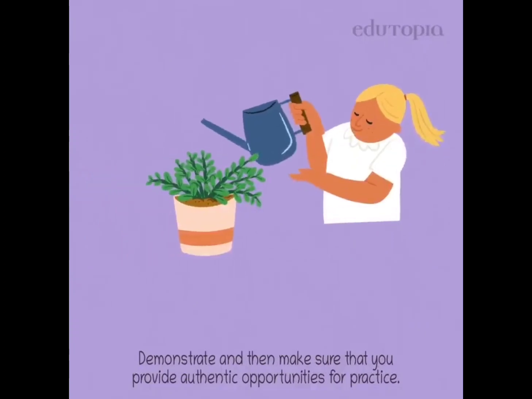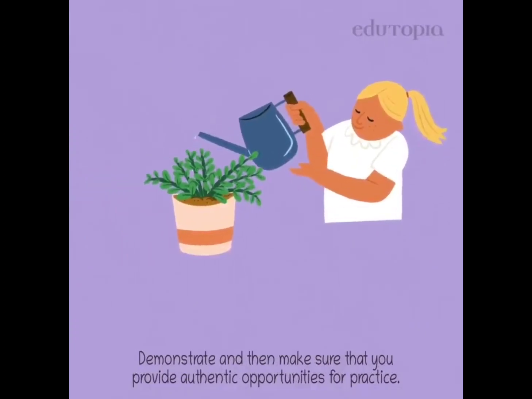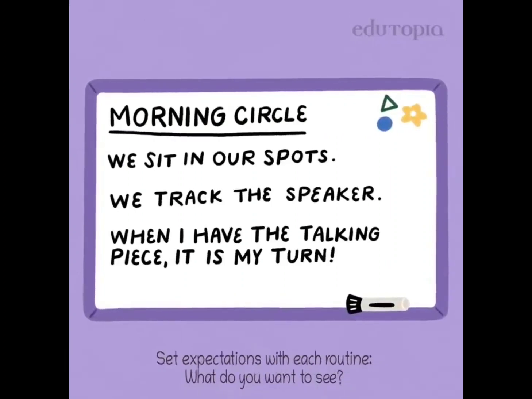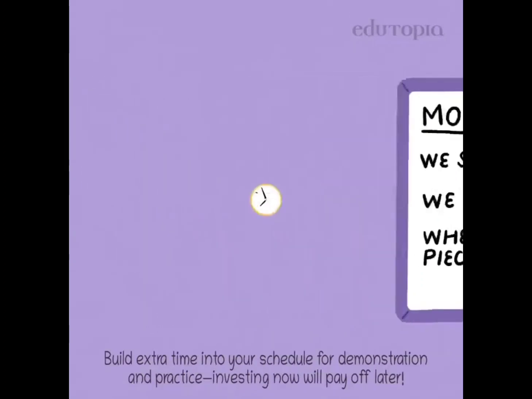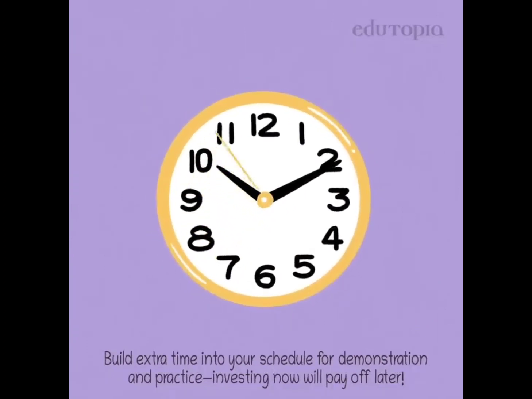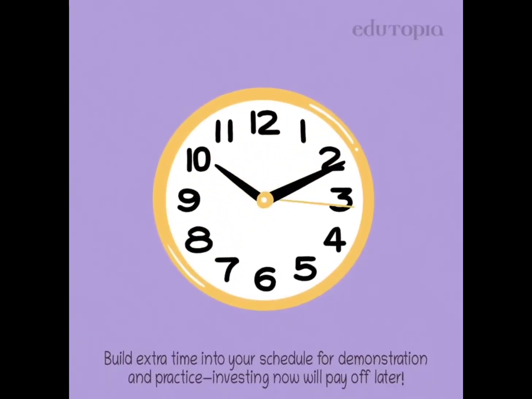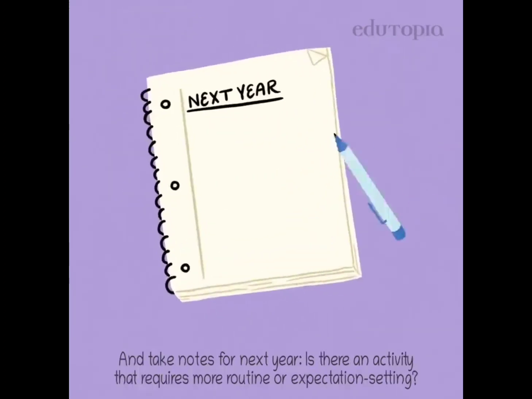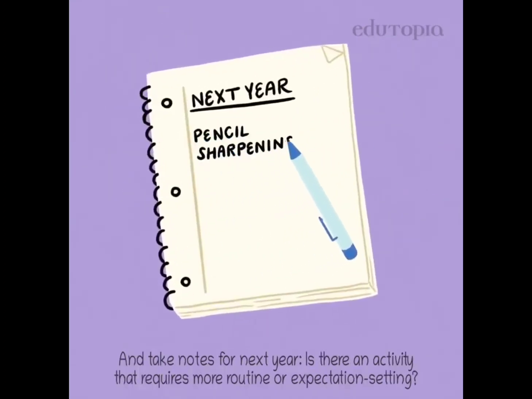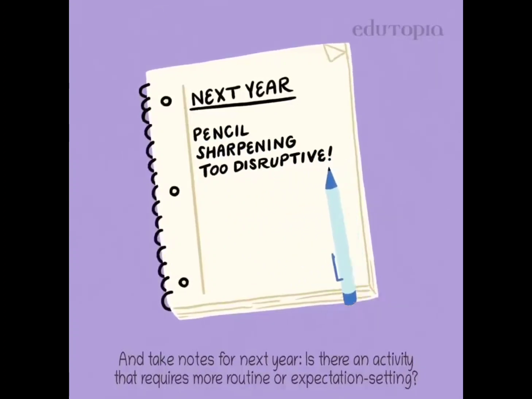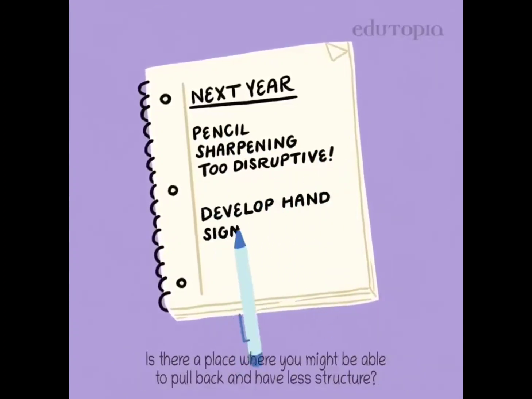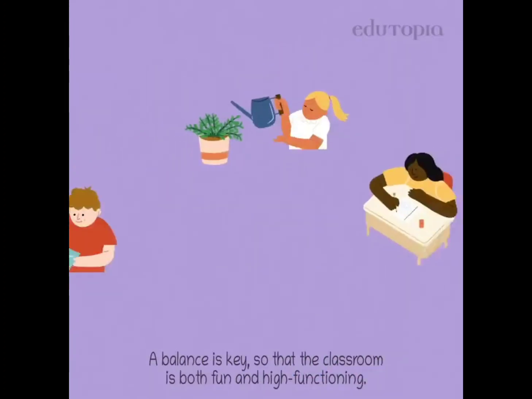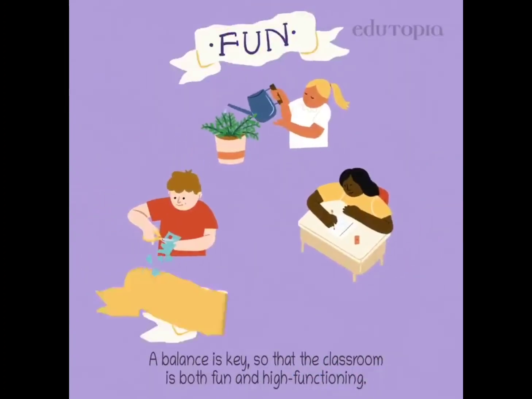Demonstrate, and then make sure that you provide authentic opportunities for practice. Set expectations with each routine. What do you want to see? Build extra time into your schedule for demonstration and practice. Investing now will pay off later. Over time, assess how your routines are going and take notes for next year. Is there an activity that requires more routine or expectation setting? Is there a place where you might be able to pull back and have less structure? A balance is key so the classroom is both fun and high functioning.